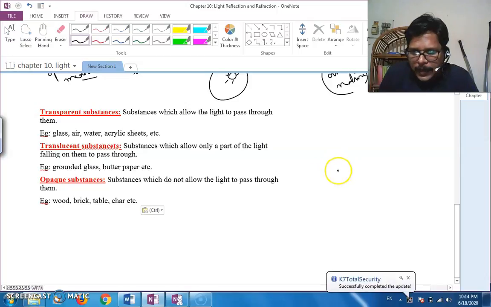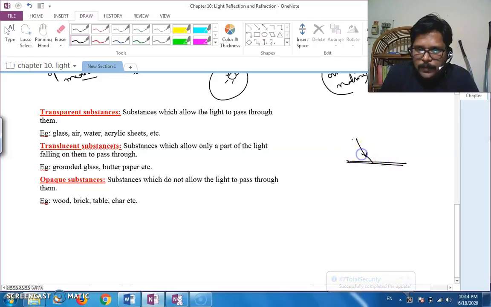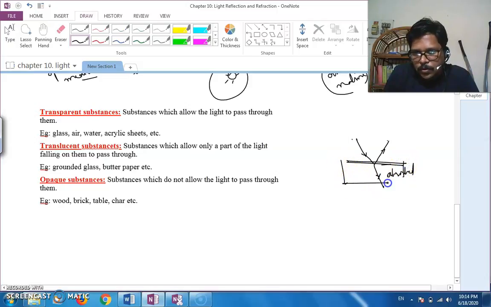When light interacts with any body, that is, when light falls on a body, some part of the light gets reflected back, some part of the light gets transmitted, and some part of the light gets absorbed by the material. So these three things happen. One is reflection, another is refraction, another is absorption. This refraction we can also call transmission. Transmission is allowing the light to pass through.